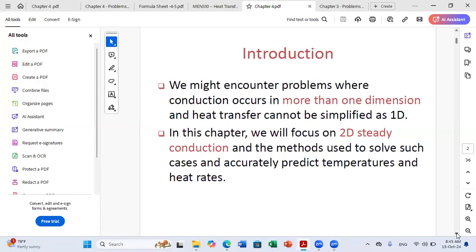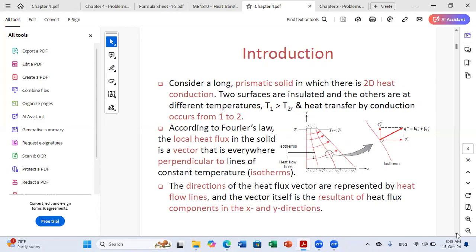So you know that we might encounter problems where conduction occurs in more than one dimension. In this chapter, we'll focus on 2D steady-state conduction, and we'll develop some numerical methods that will help us in accurately predicting temperatures and heat rates.